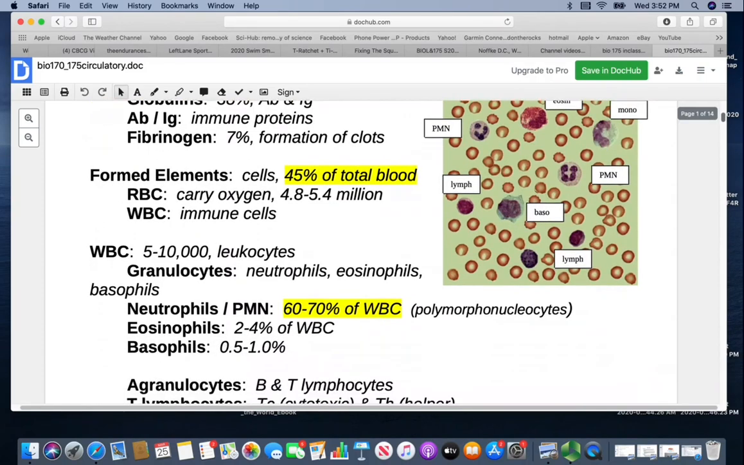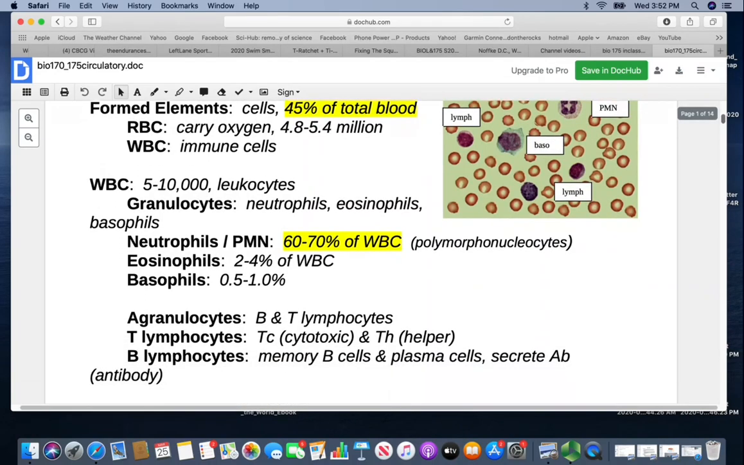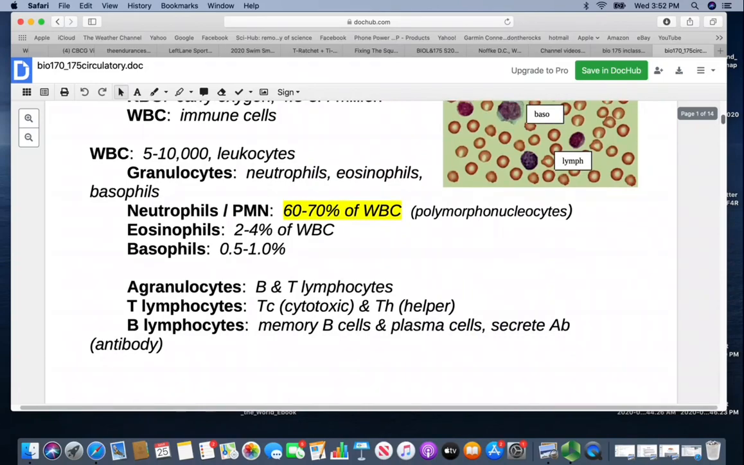So when we look at the white blood cells, they're also called leukocytes. Leuko means white, cyte is a cell. Red blood cells are erythrocytes because erythro means red. So you're going to have between 5 and 10,000 of these. Some of them are granulocytes because they have granules in them and a granular appearance. This includes the neutrophils, eosinophils, and basophils. The neutrophils, also known as PMNs or polymorphonuclears, are 60 to 70% of the white blood cells. The eosinophils are 2 to 4%. The basophils are 0.5 to 1%.